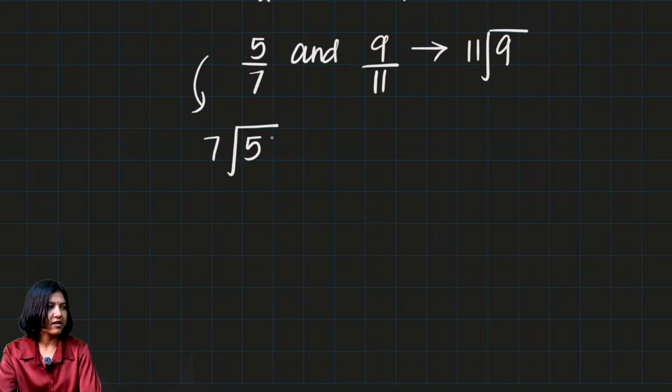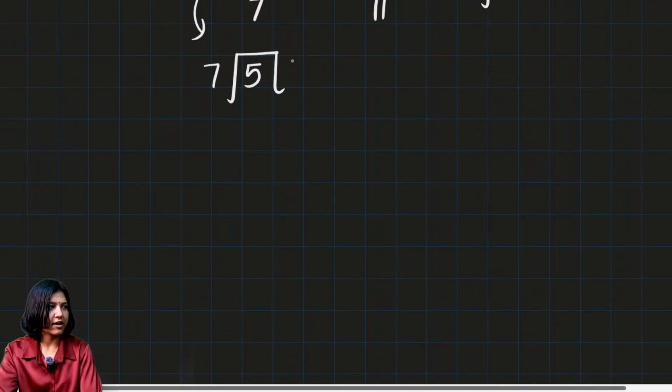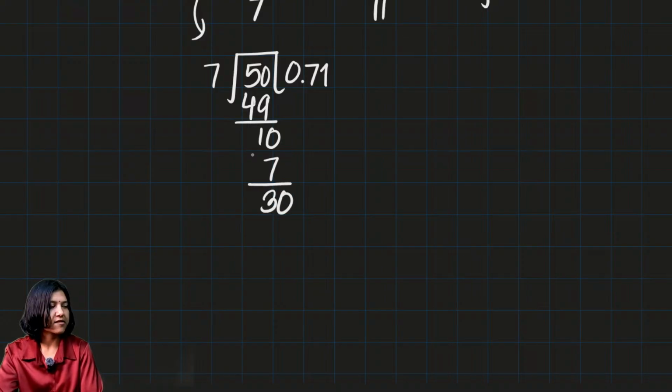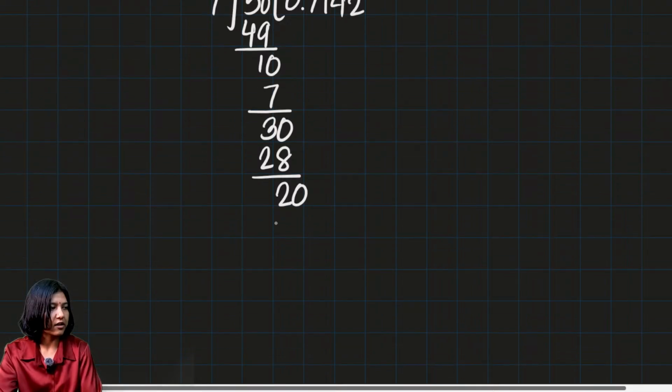If 7 divides 5, then obviously you put 0.50. So 7 into 7 is 49. 1 is the remainder. 10 it becomes. 7 times 1 is 7. Remainder is 3. 30 it becomes now. 7 times 4 is 28. 2 is the remainder. 20. 7 times 2 is 14. Gives me 6 as the remainder.